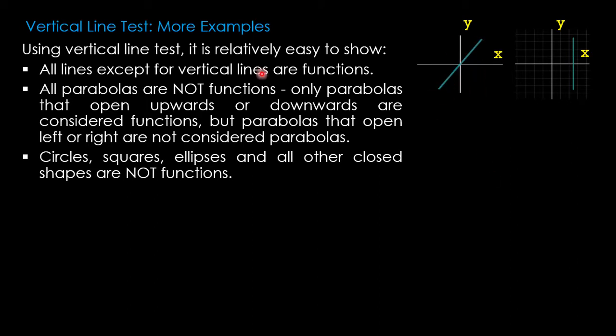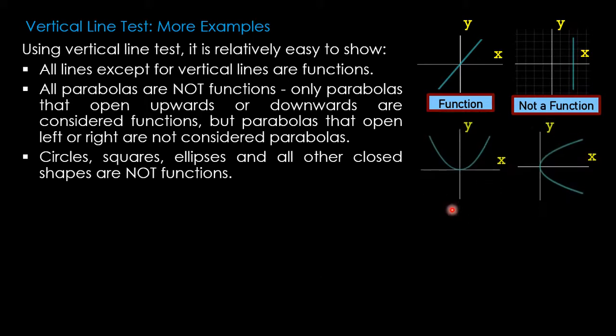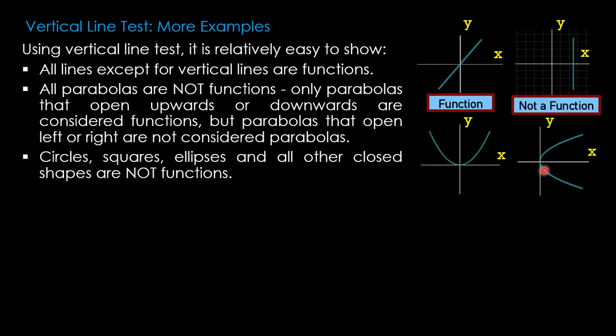From point 1, all lines except for vertical lines are functions. So this is any line, and this is a vertical line. We can easily see that the relation indicated by this line is a function, but the relation indicated by this line is not a function. These graphs we have already discussed in the previous slide. So this is the parabola, and this is a function, but this is not a function.